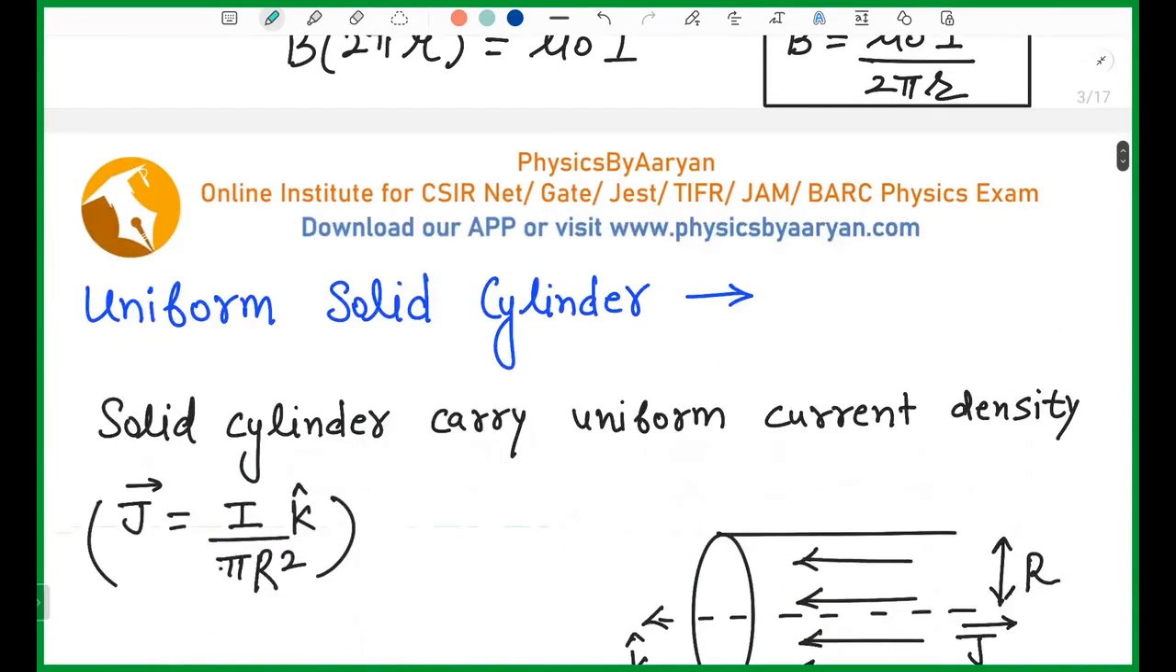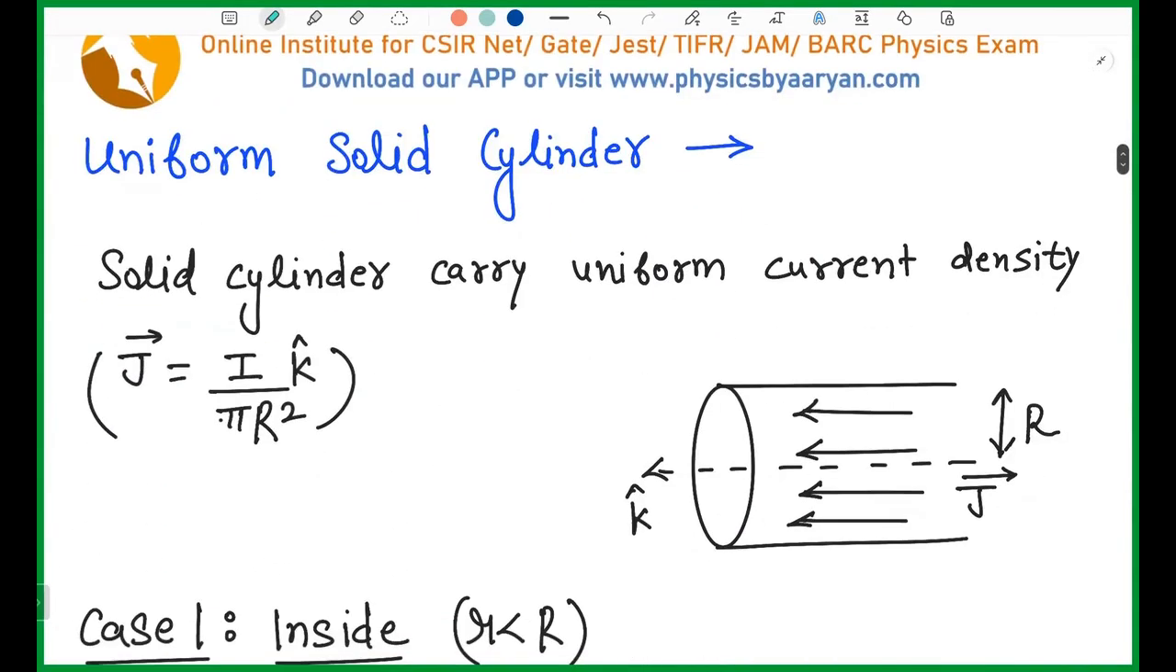So let's see. Now I have a uniform solid cylinder. It means my cylinder is uniform and the current is flowing throughout the cylinder. It is not just flowing on the surface, but inside also the current is flowing. And the current density is given to you, so the total current per unit area is given. The total current in the wire is I, and this cross-sectional area is pi R square. So you always divide the current by the cross-sectional area. This current has a cross-sectional area, this pi capital R square. And since this current is flowing along the k cap direction, the direction of the J vector is k cap.